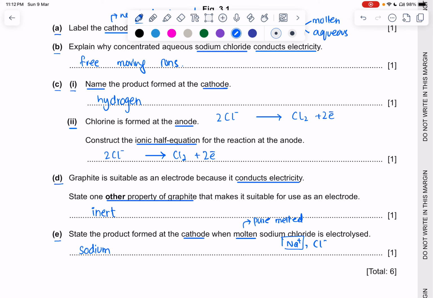For your information, I am writing the equation here. Na positive gains electron to form Na, and this time we don't have to write any number with Na because it's a metal and monoatomic state.